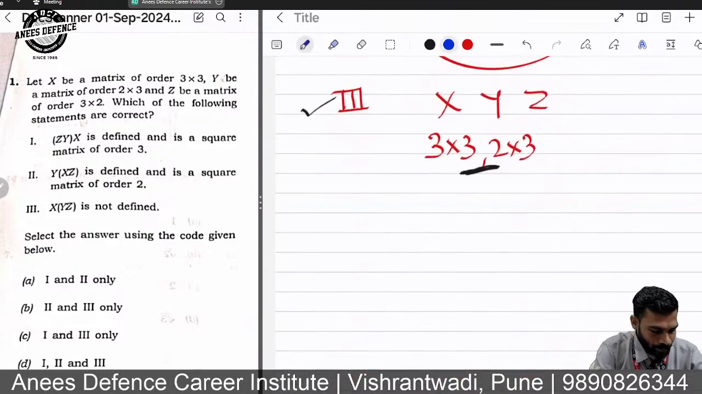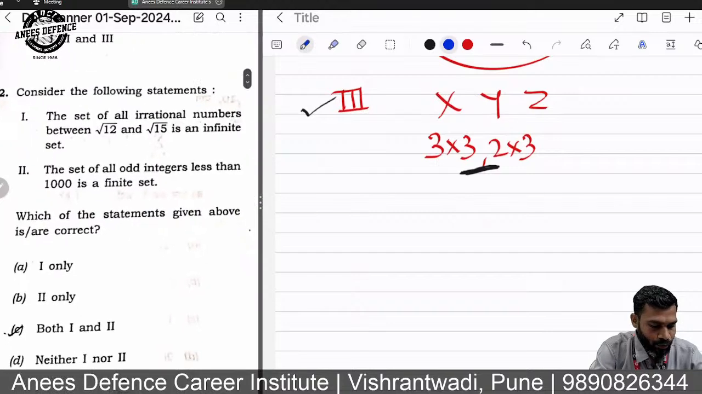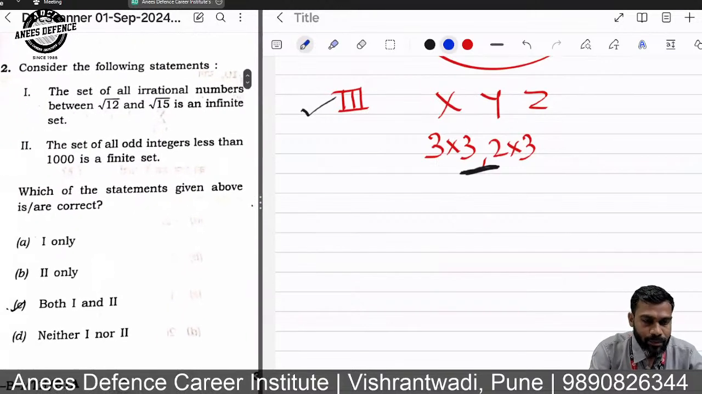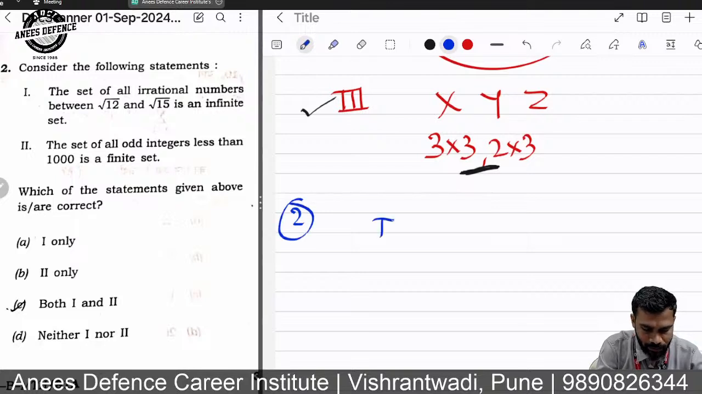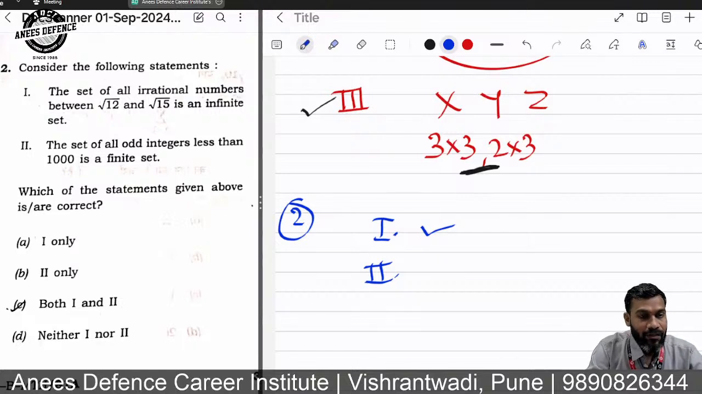Now the next one. Number 2. The set of all irrational numbers between root 12 and root 15 is an infinite set. Absolutely correct. So the first statement is correct. We already know that. Now the second statement: the set of all integers less than 1000 is a finite set. This is false because negative numbers are also included. That is why it is false. This will be an infinite set. So the first statement is correct, but the second is false.